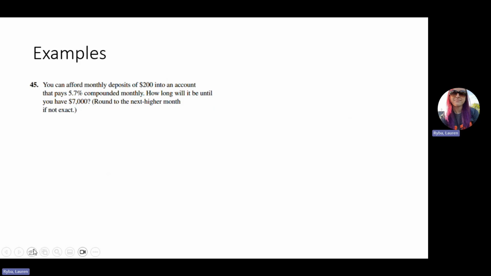Last question for today. I am going to show you how we would do this by hand, and then I'll show you in the Desmos calculator. You can afford monthly deposits of $200 into an account that pays 5.7% compounded monthly. How long will it be until you have $7,000? Round to the next higher month, if not exact.